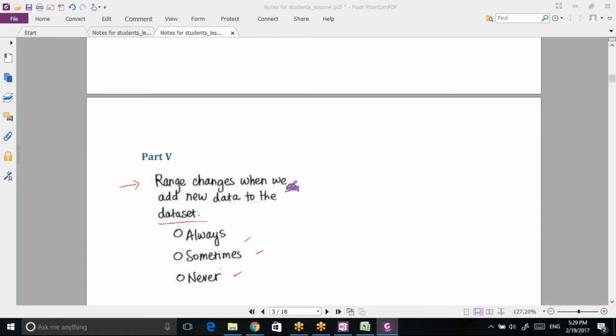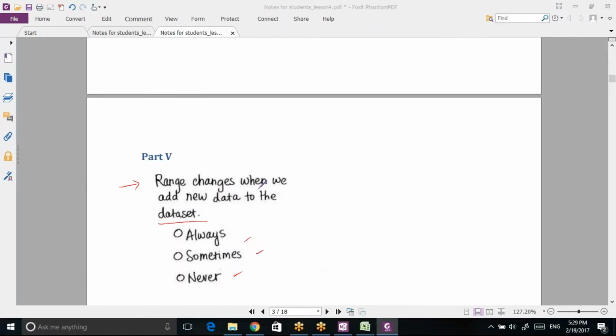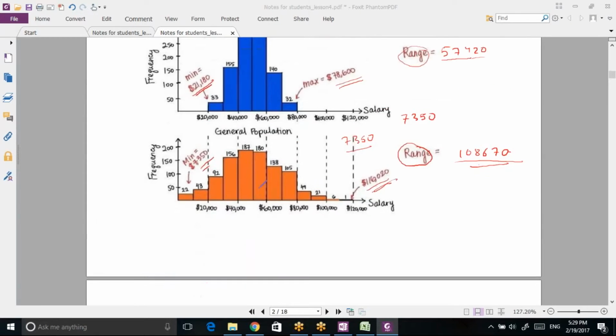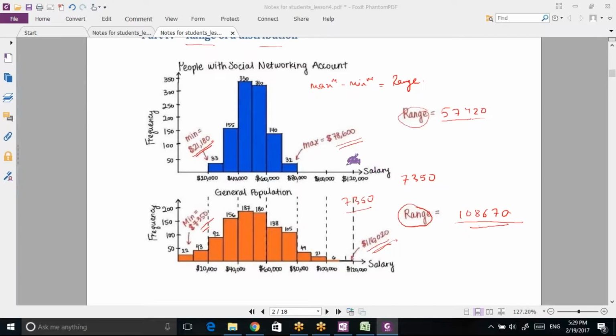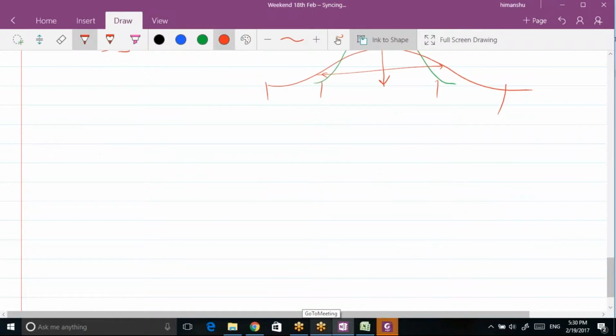Okay, but the problem here is if we add some extreme value, the range becomes very high. Suppose I add a salary of, let's say, $1 million here. Of course the range will become very high, $1 million minus this one. So the issue with range is, since it takes only two values, the maximum and minimum, to calculate the range, it is very much sensitive to outliers.